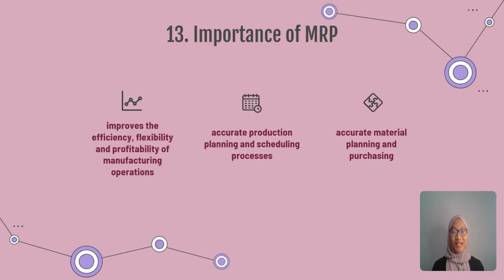Thank you, Amira. Now I will explain the importance of MRP. First, it improves the efficiency, flexibility, and profitability of manufacturing operations. MRP, which is done primarily through specialized software, helps ensure that the right inventory is available for the production process exactly when it is needed and at the lowest possible cost. It can make factory workers more productive, improve product quality, and minimize material and labor costs.